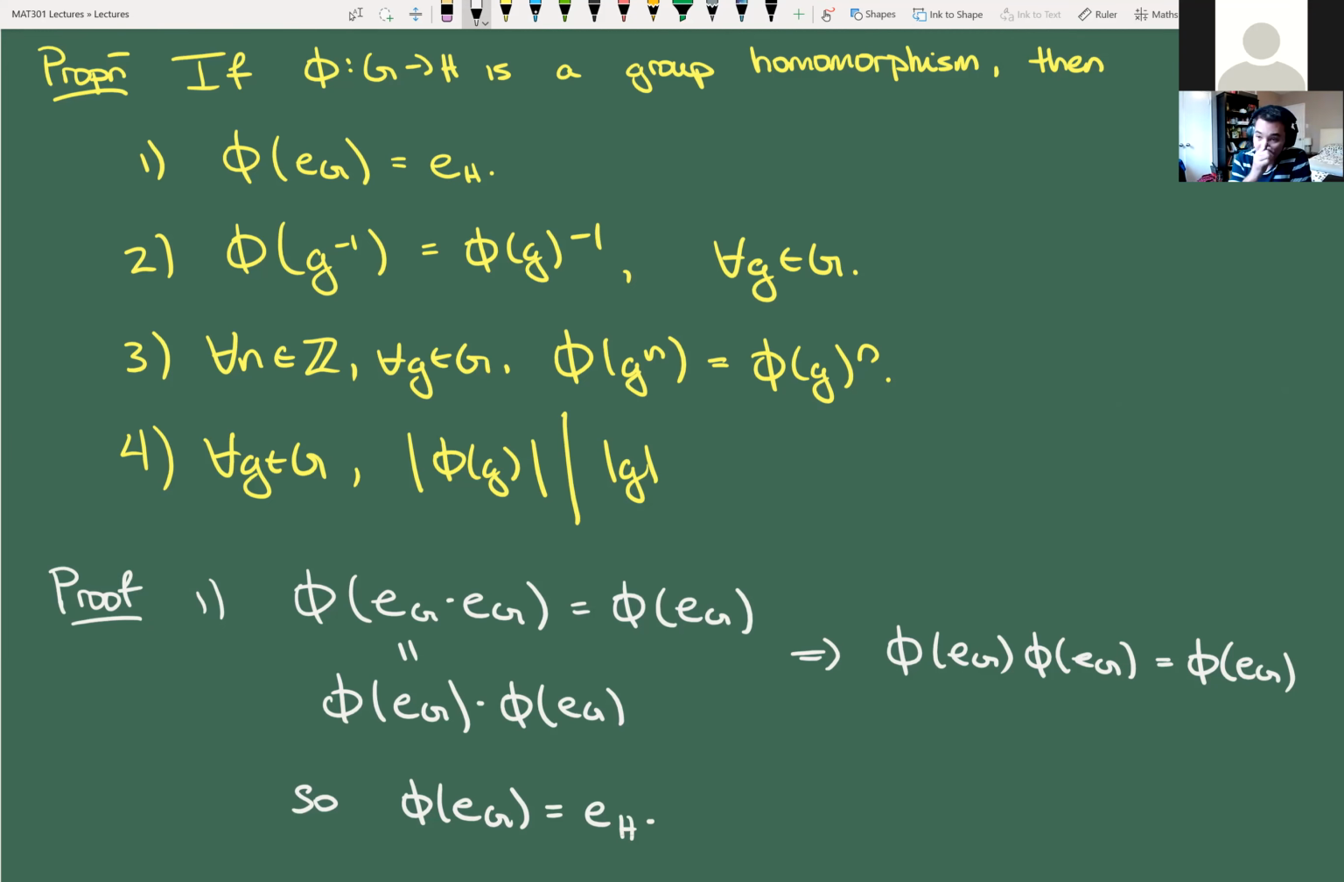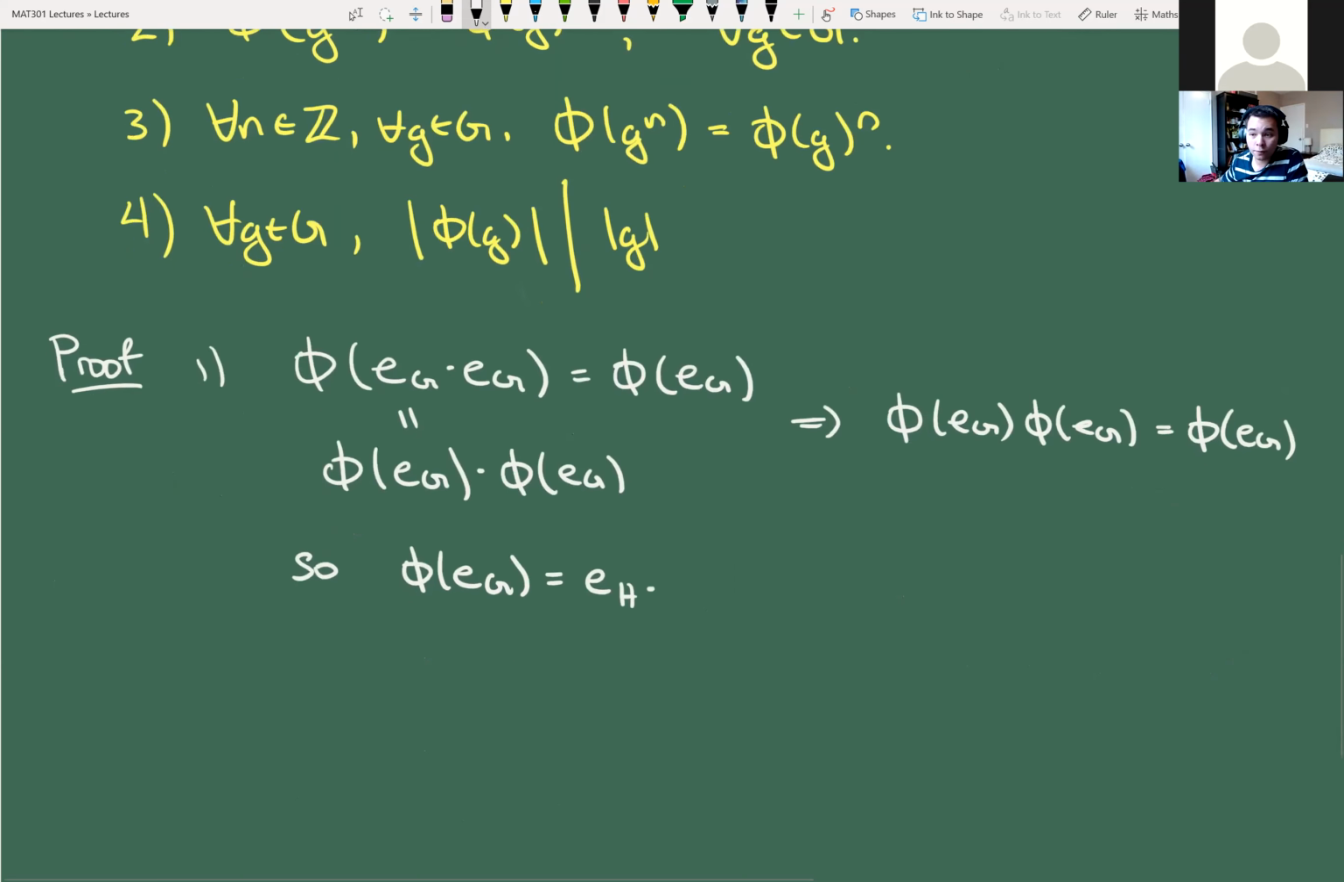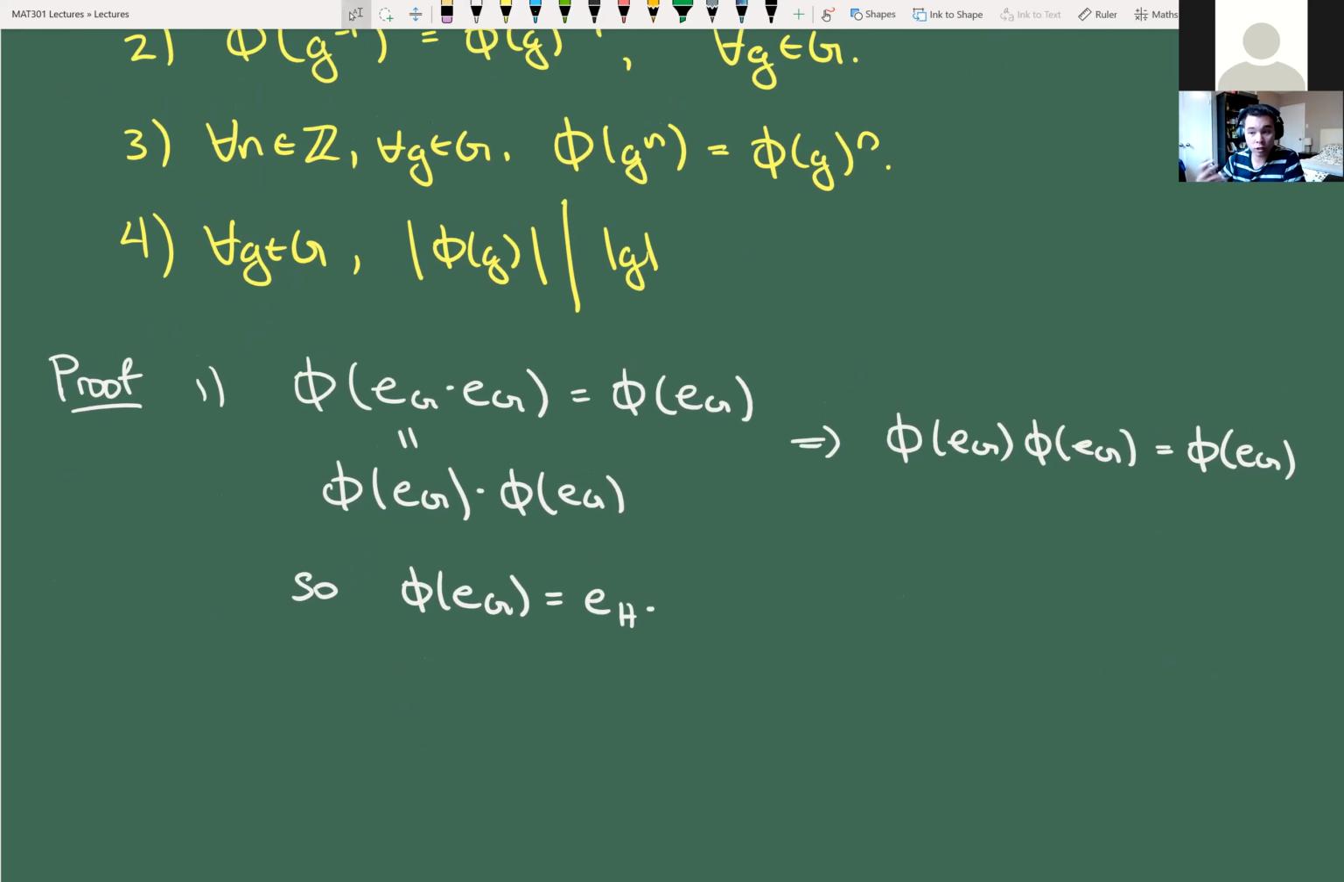So immediately we're seeing that group homomorphisms have a lot of structure to them. The fact that all these things are true about group homomorphisms is not true of general functions. And that's why there are so few of them, because they have so much structure.